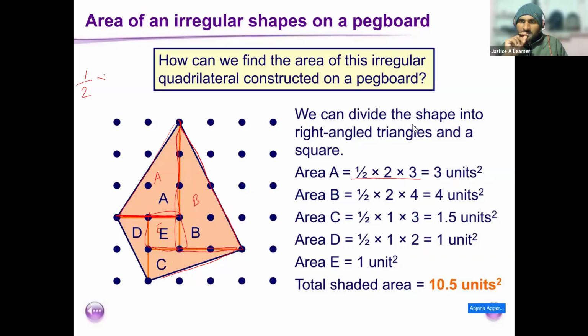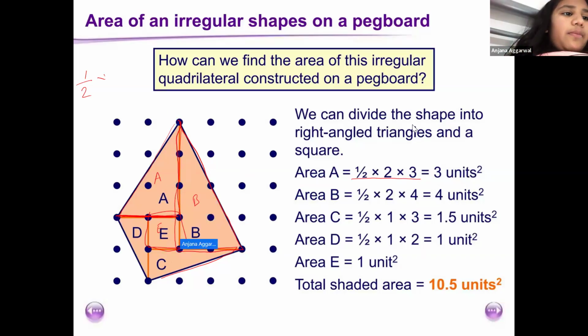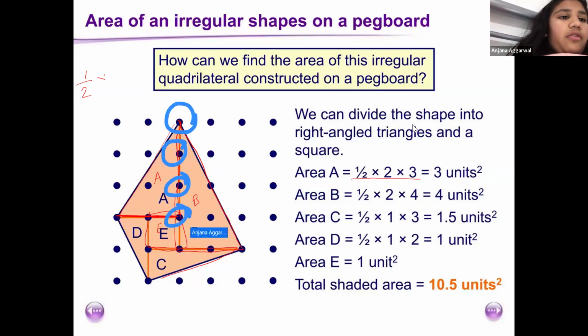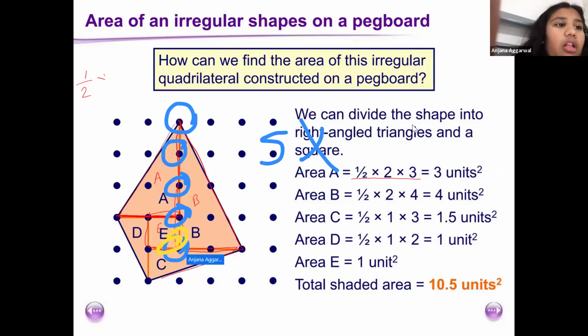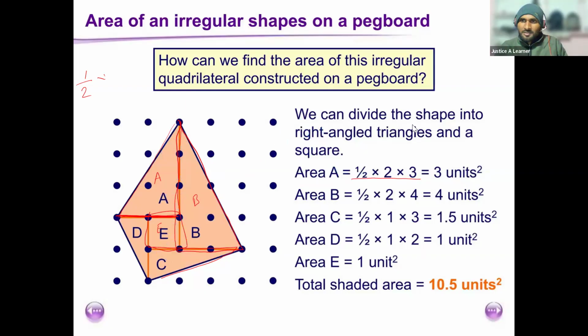Now triangle C. Wait, I'm confused. There's 1 dot here, 2 dots, 3, 4, 5. Why are you counting dots? Because you were doing that. No, I did not count dots. You got confused. I'm counting the length. How would I find the length? From here to here, one unit. You got my point? Yes.